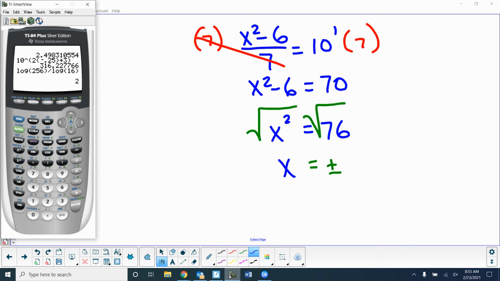And my direction said you should round to 3 decimal places, didn't it? You guys ever even look at that? You guys should read directions.